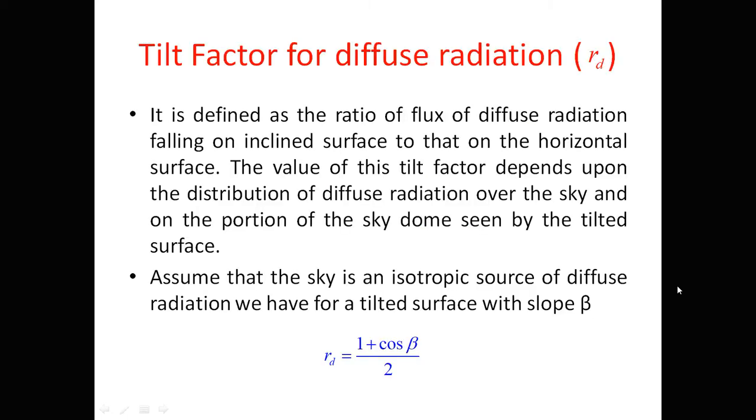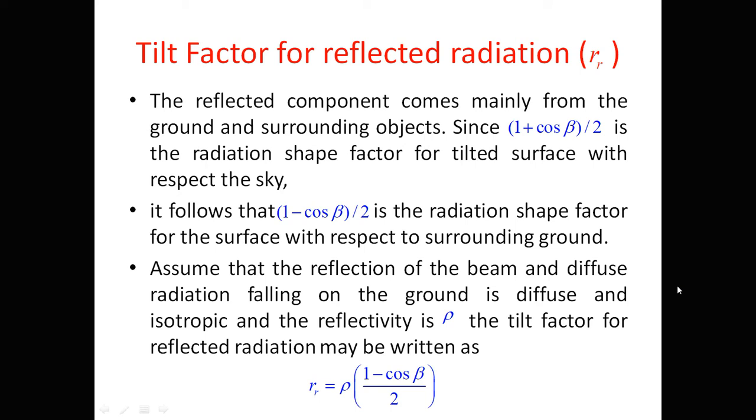Now let us see the tilt factor for diffuse radiation, R_D. It is defined as the ratio of flux of diffuse radiation falling on the inclined surface to that on the horizontal surface. The value of this tilt factor depends upon the distribution of diffuse radiation over the sky and on the portion of sky dome seen by the tilted surface. These are the two factors on which the tilt factor depends. Assume that the sky is an isotropic source of diffuse radiation. For a tilted surface with slope beta, the tilt factor for diffuse radiation will be R_D = (1 + cos beta) divided by 2.